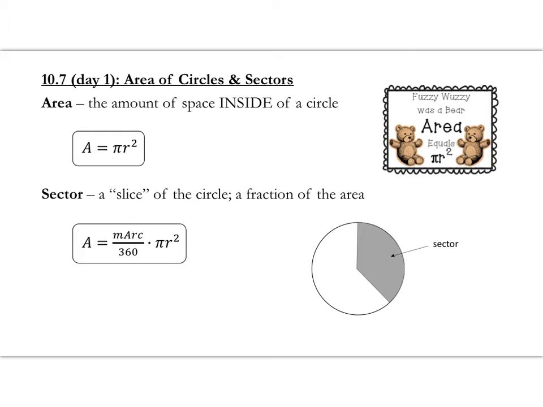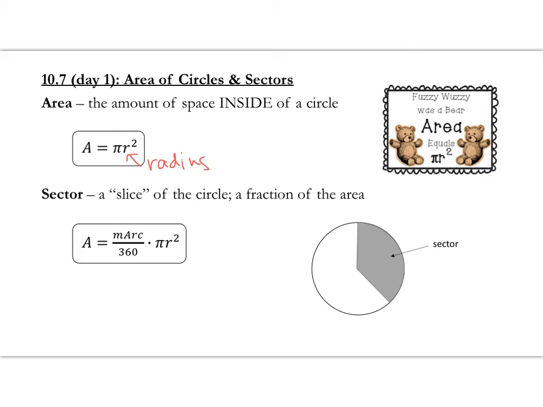So hopefully you remember the formula from earlier this year, but if you don't, I have the little rhyme to the right. Fuzzy Wuzzy was a bear, area equals pi r squared, where r has to be the radius. So you don't have the option for this one to use the diameter at all. You have to use the radius there.